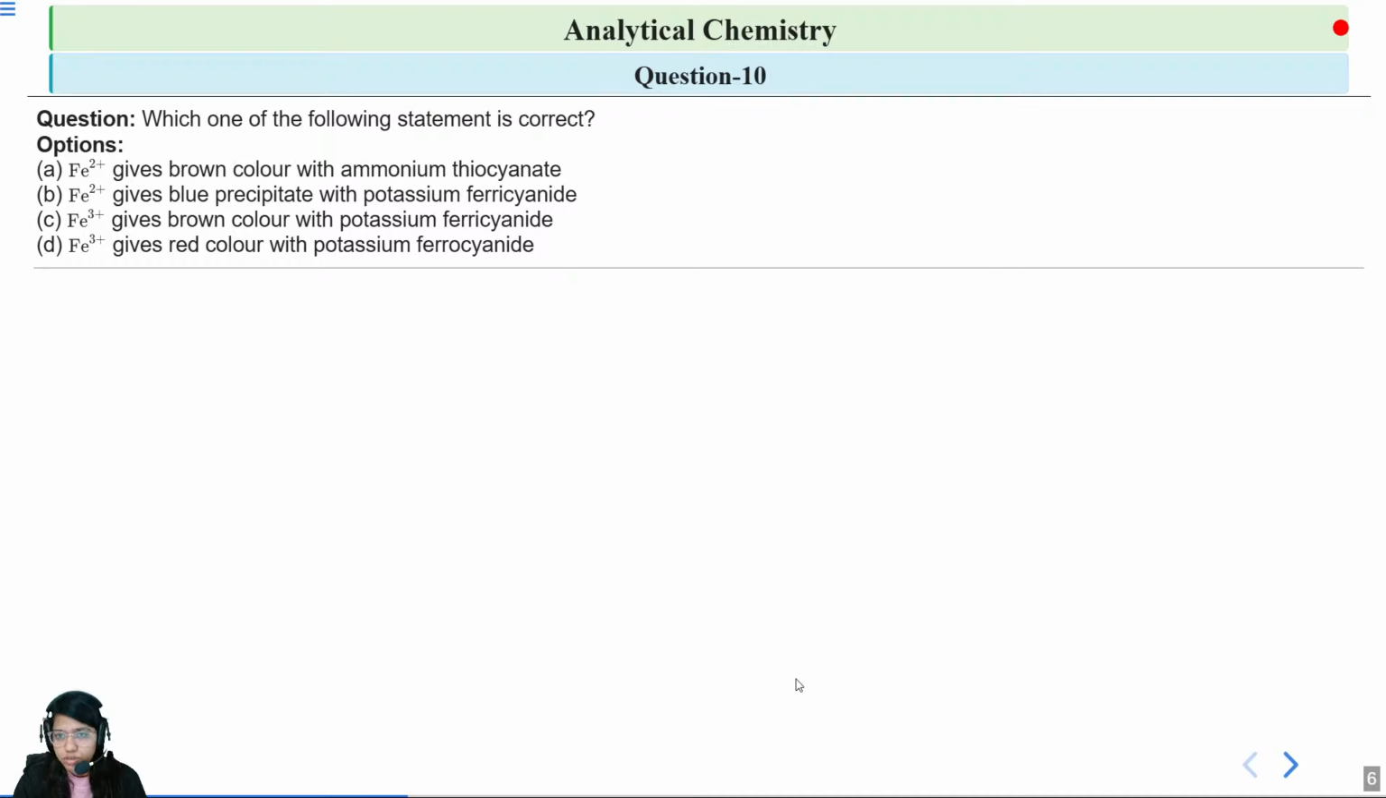Now let's move on to the next question. The question here asks us to identify which of the given statements about the reactions of iron 2+ and iron 3+ ions with a specific reagent is correct. So here we have been given four options. Option A is Fe2+ gives brown color with ammonium thiocyanate. Option B is Fe2+ gives blue precipitate with potassium ferricyanide. Option C is Fe3+ gives brown color with potassium ferricyanide. Or option D, Fe3+ gives red color with potassium ferrocyanide. So you have to determine which statement accurately represents the expected result.